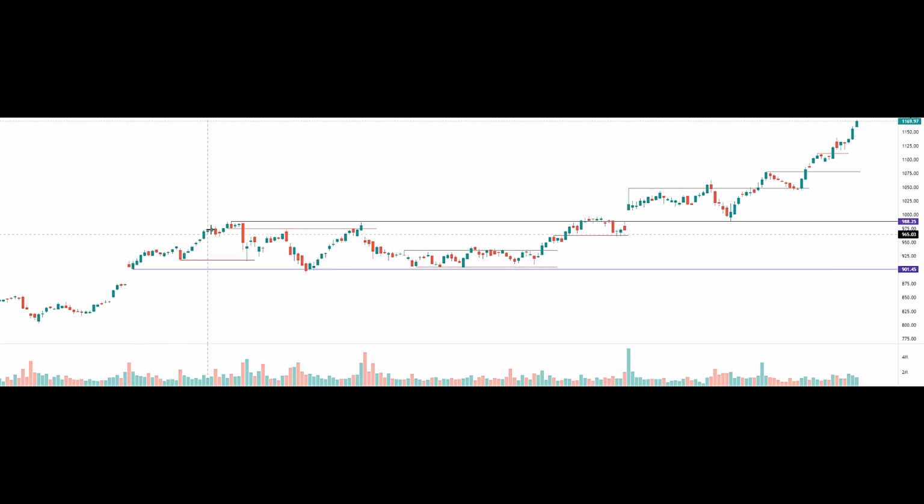an area of support. From here price moved higher and higher and higher. This is a higher low, this is the next higher low, and this is a higher high. Now what happened over here?